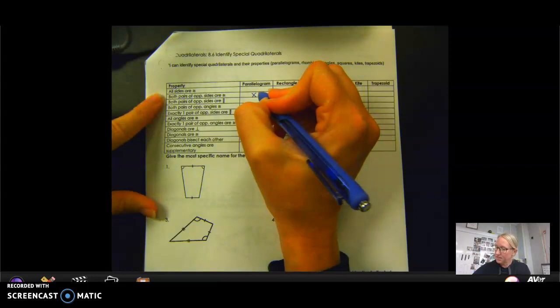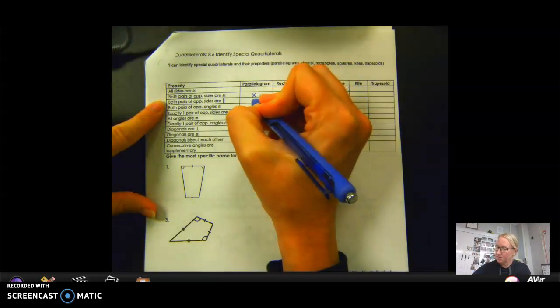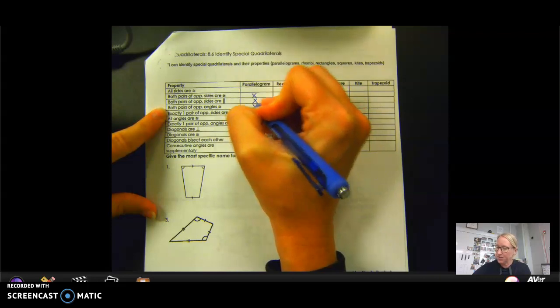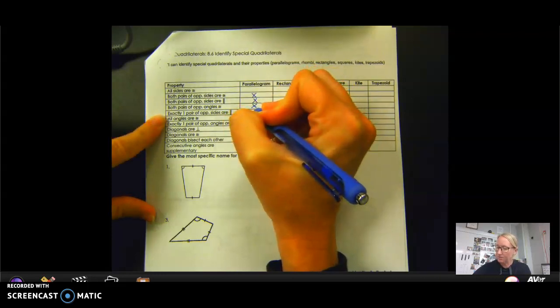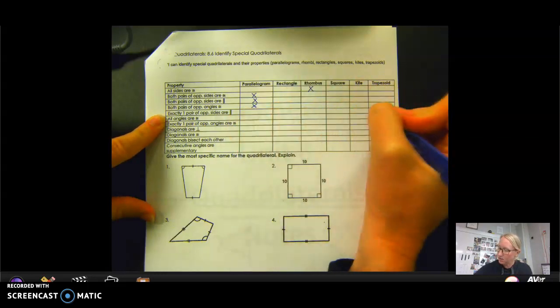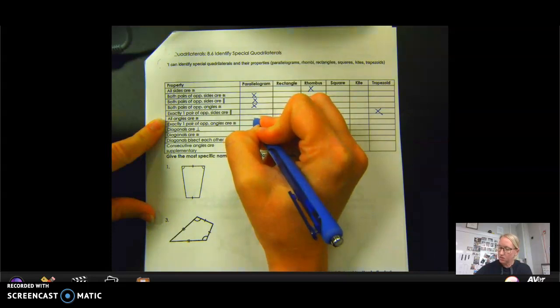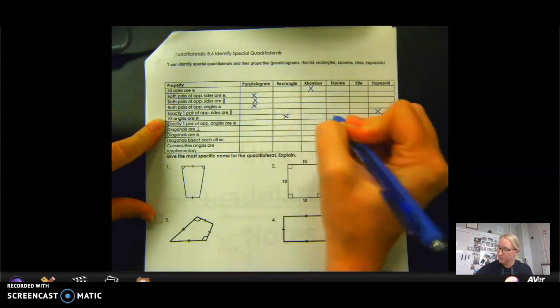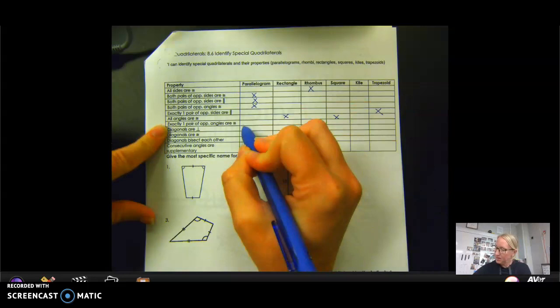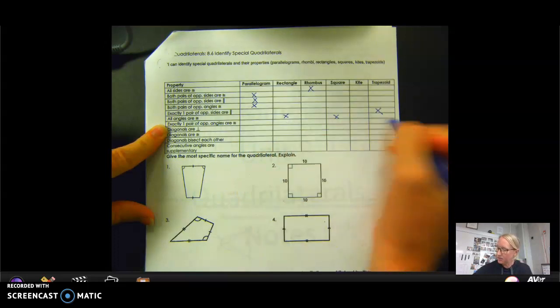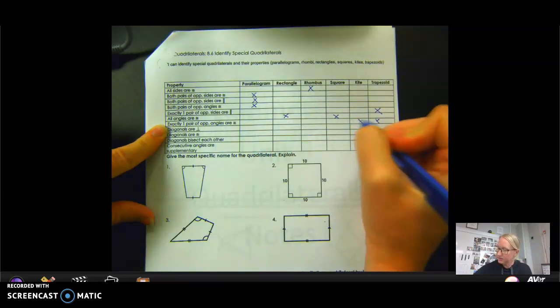Both pairs of opposite sides are congruent, yes. Both pairs of opposite sides are parallel, yes. Both pairs of opposite angles are congruent, that is true. Exactly one pair of opposite sides are parallel, so no, that actually only happens with a trapezoid, so I'm going to go ahead and mark that. All angles are congruent, no, that only happens with a rectangle and square. Exactly one pair of opposite angles are congruent, only one pair. That again is only a kite.